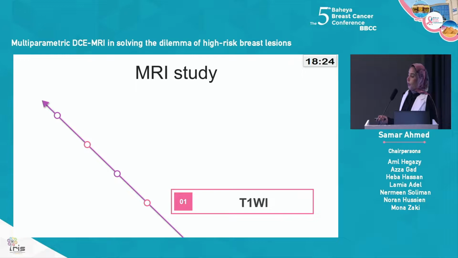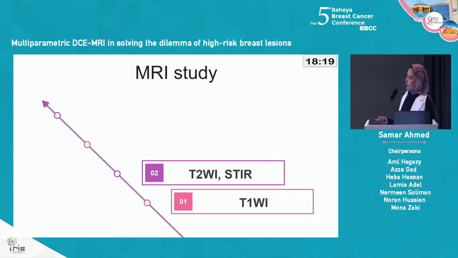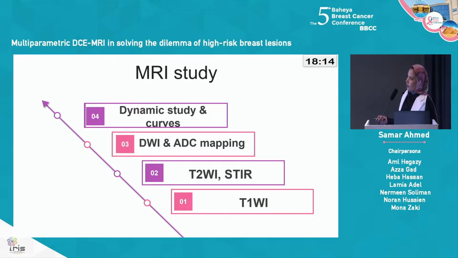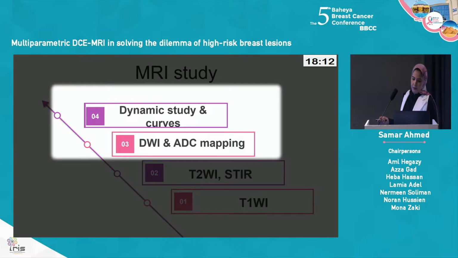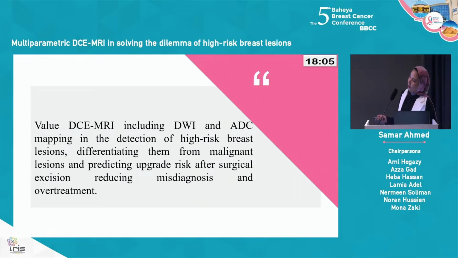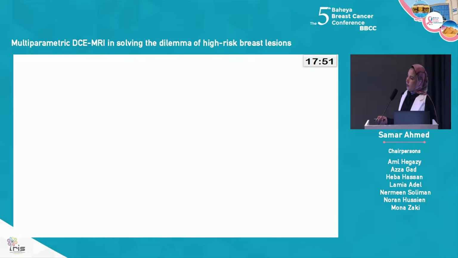Dynamic contrast enhanced MRI study usually contains T1 weighted imaging, T2 weighted imaging and STIR, diffusion weighted imaging and ADC mapping, and dynamic study with curves. We assess the value of dynamic contrast enhanced MRI, including diffusion weighted imaging and ADC mapping, in the detection of high-risk breast lesions, differentiating them from malignant lesions and predicting upgrade risk after surgical excision, reducing misdiagnosis and overtreatment.